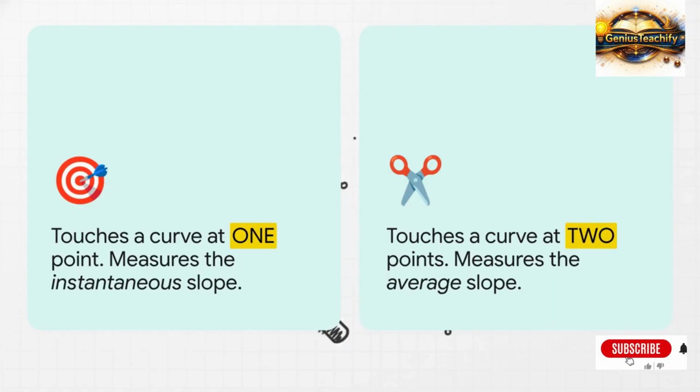Back in algebra, you probably found the slope using 2 points on a line. That gives you the average slope between those points. But a derivative is way more powerful. It gives you the slope of the tangent line. That's a line that just barely kisses the curve at one single point. It's the slope at that one specific instantaneous moment.